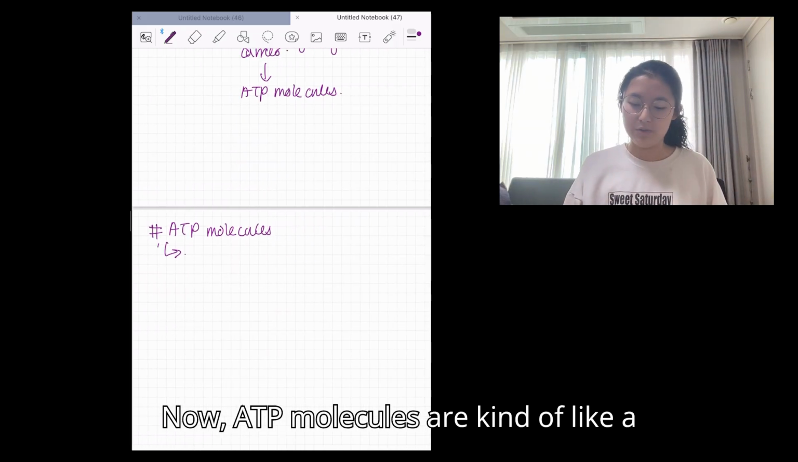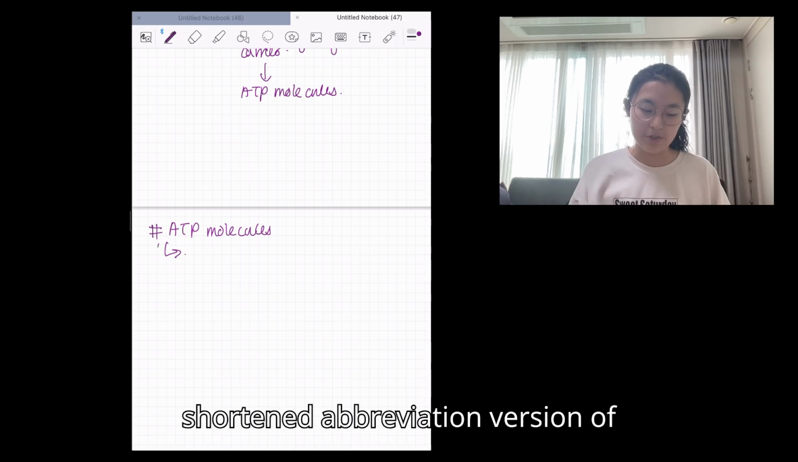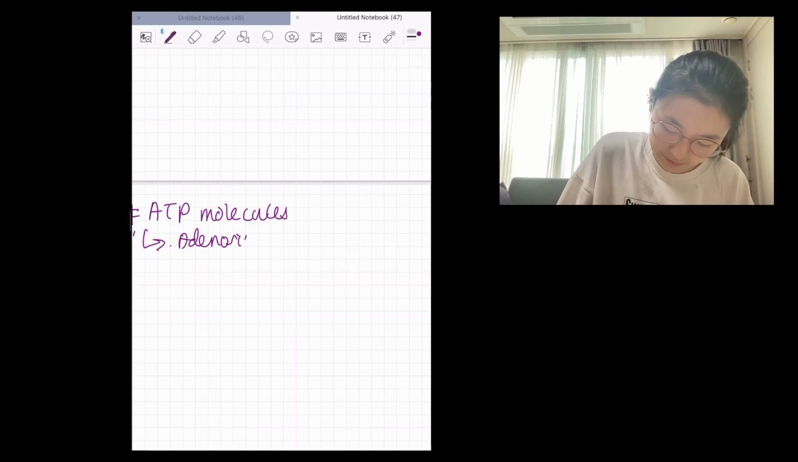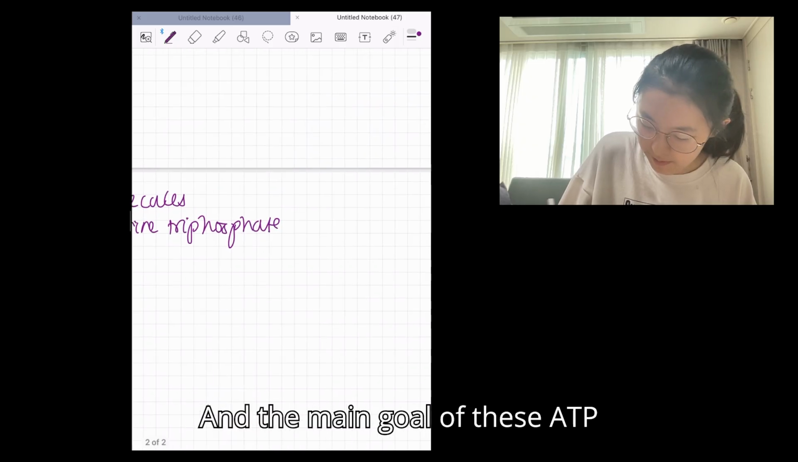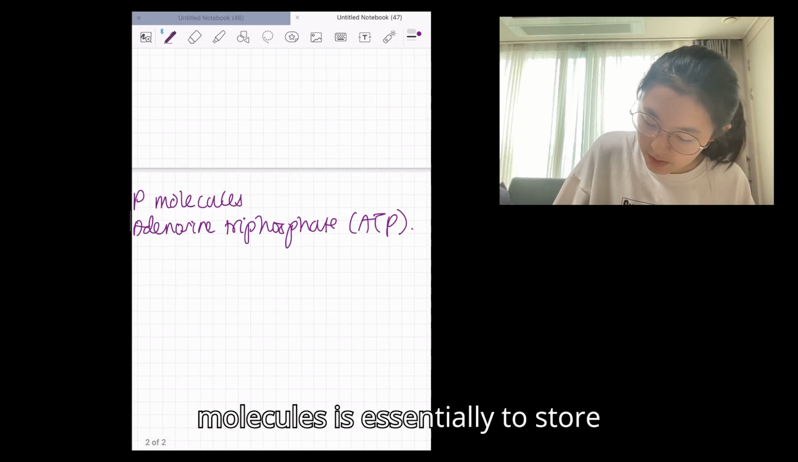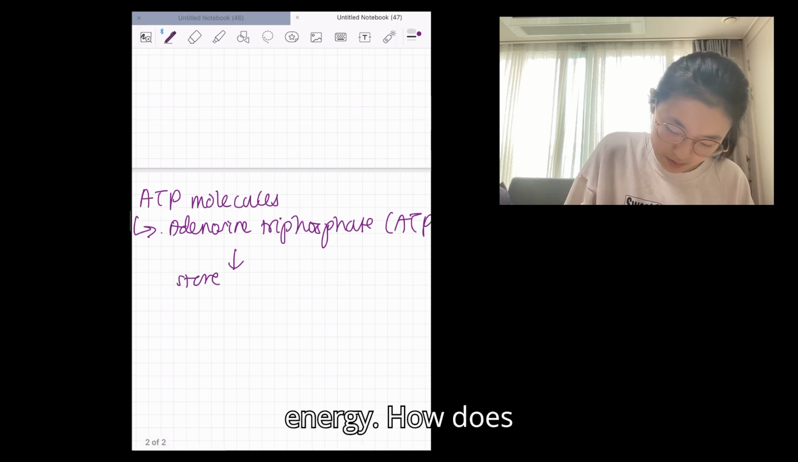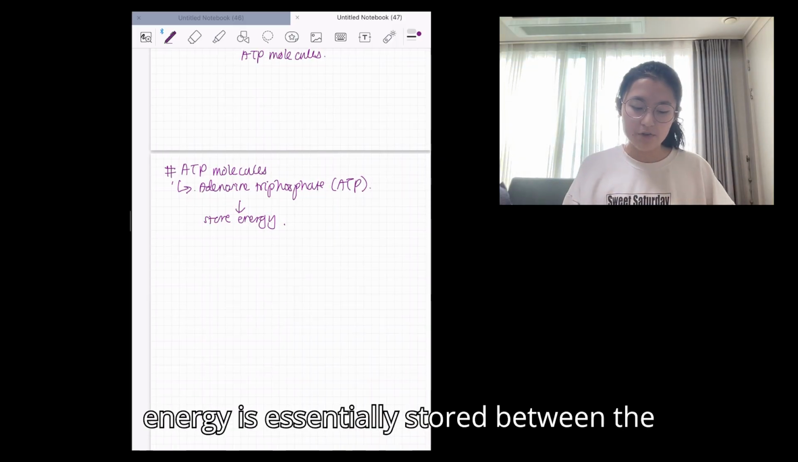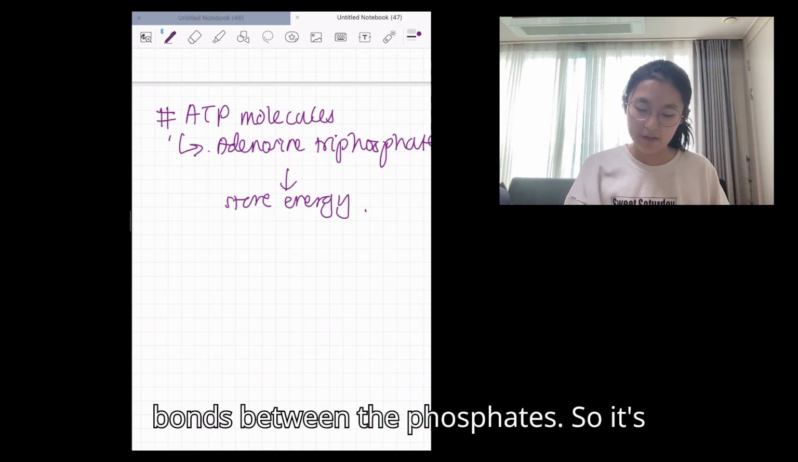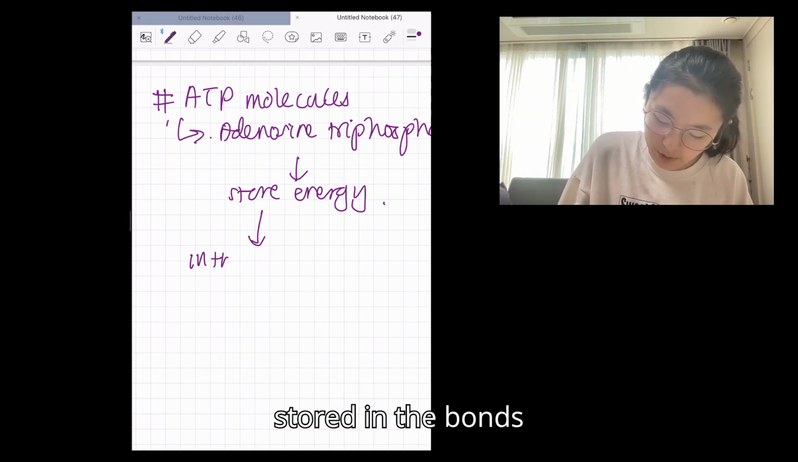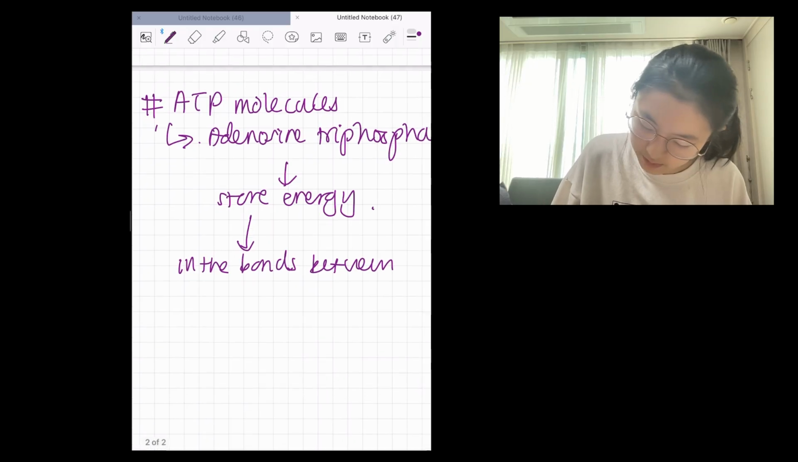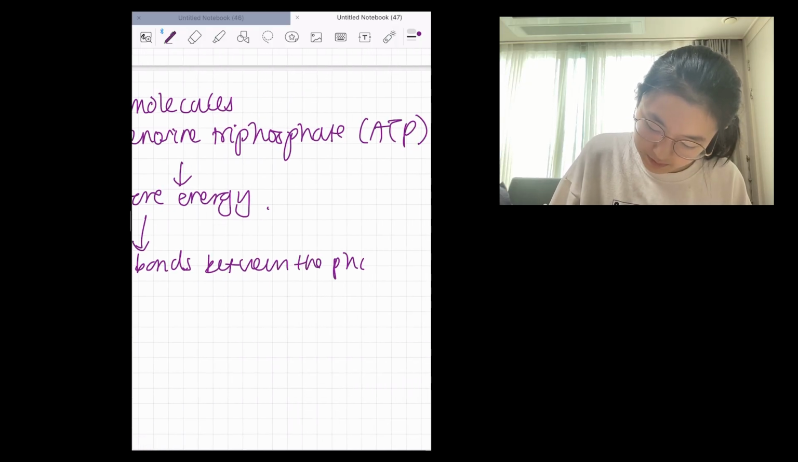Now, ATP is a shortened abbreviation of adenosine triphosphate. The main goal of these ATP molecules is essentially to store energy. How does it store energy? Well, in an ATP molecule, energy is essentially stored in the bonds between the phosphates.